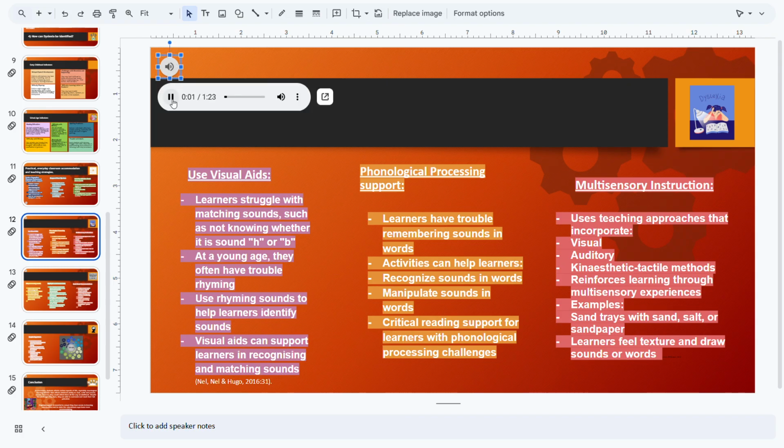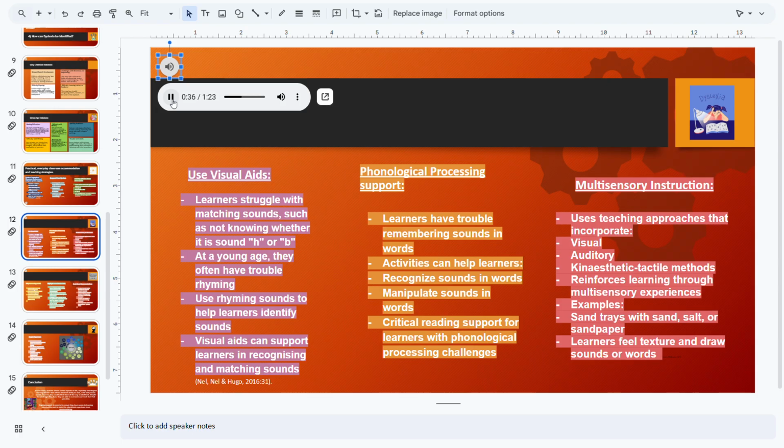Use visual aids. Learners struggle with matching sounds, such as not knowing whether it is the sound of an H as an H or a P as a P. At a young age, they always have trouble rhyming. Use rhyming sounds to help learners with the identification of the sound. So these visual aids are very much needed for these learners, and they can support them to recognize the matching sounds.